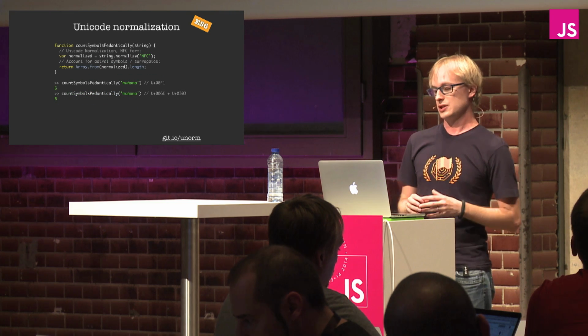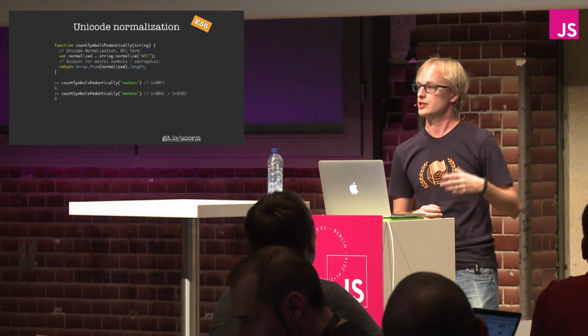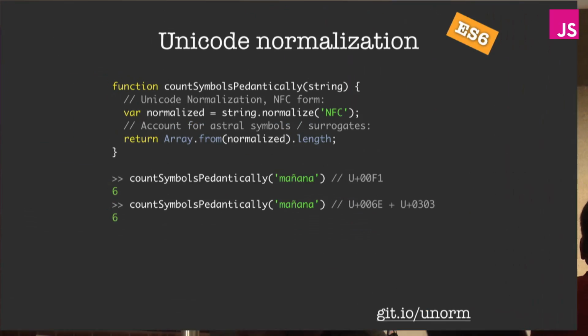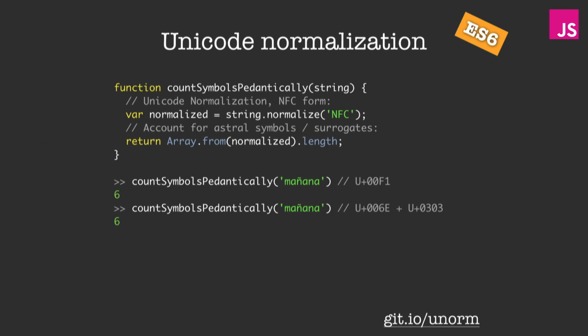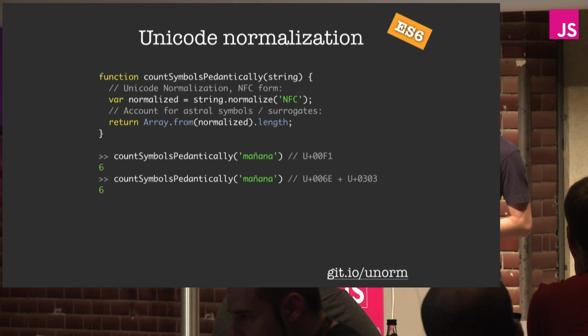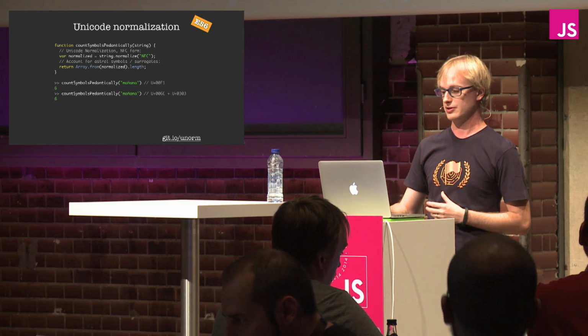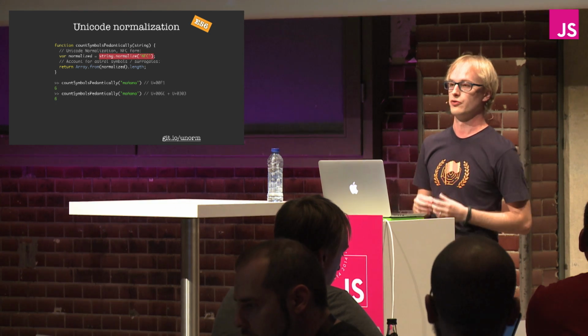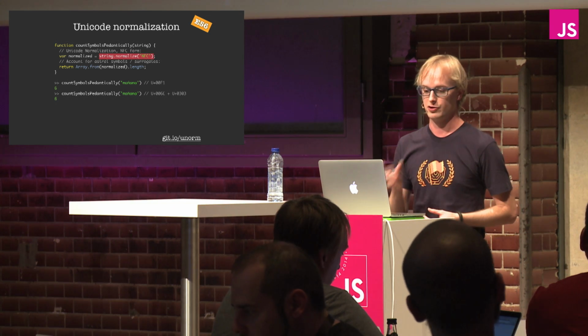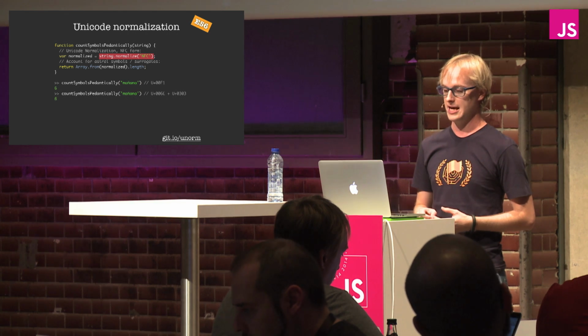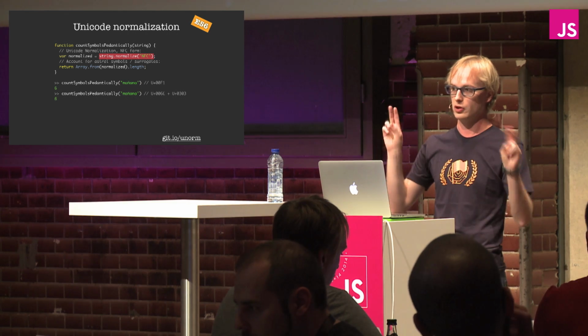Well, the answer is we can use Unicode normalization, which is another new feature in ES6. And this already ships today in Chrome and Opera. So if you want to use it in other browsers, you should of course include a polyfill. It's called unorm, and it's available there at the bottom. So basically, before you account for these astral symbols and surrogates, you just call normalize on that string. You pass in the normalization form that you would like to use, and this effectively gets rid of these lookalike symbols.